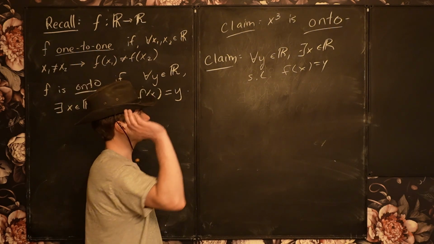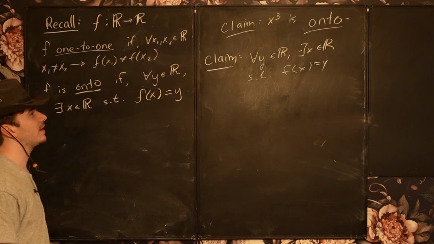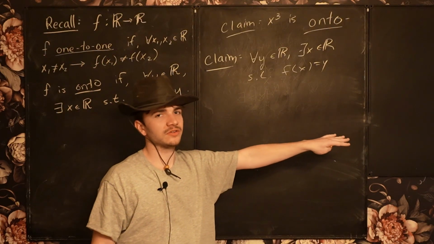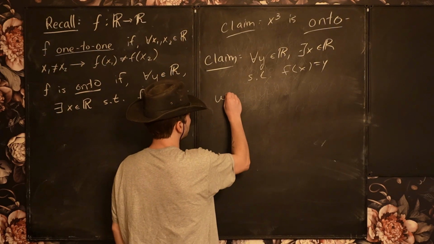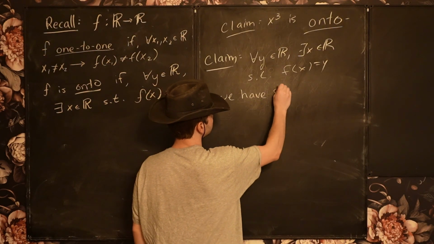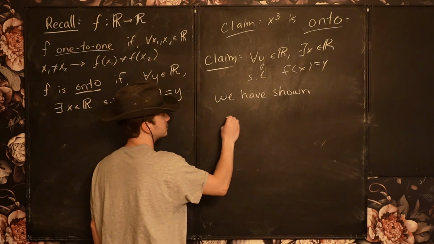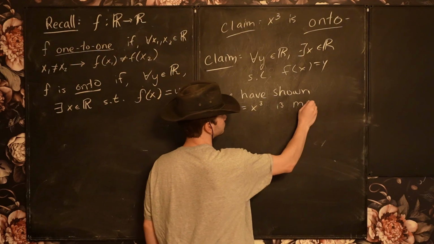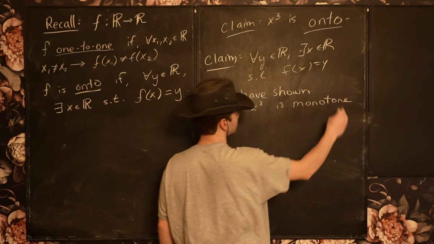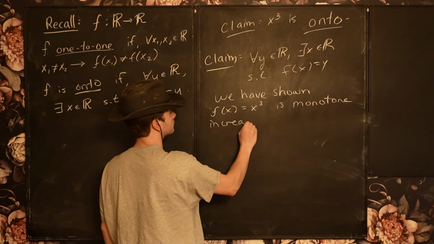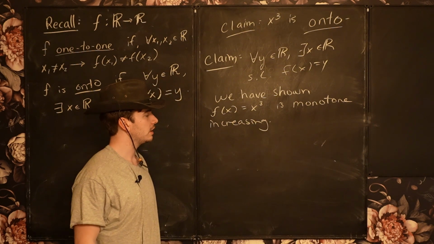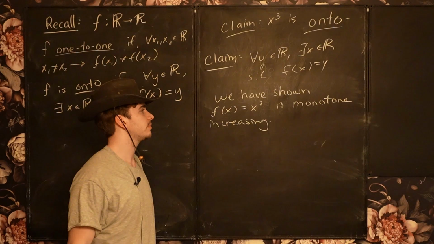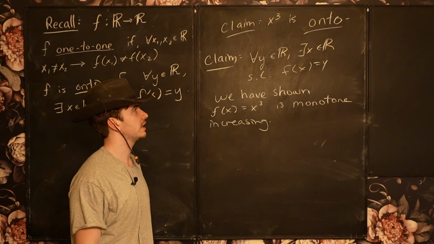And okay, so f of x is equal to y. So what are we going to do here? Okay, so basically the idea is I'm not going to use cube roots. I'm going to use the monotonicity. Okay, so we have shown that f of x equals x cubed is monotone increasing. Okay, and then it's also continuous, and so I just need to show that it's not bounded, basically, in order to show this claim.